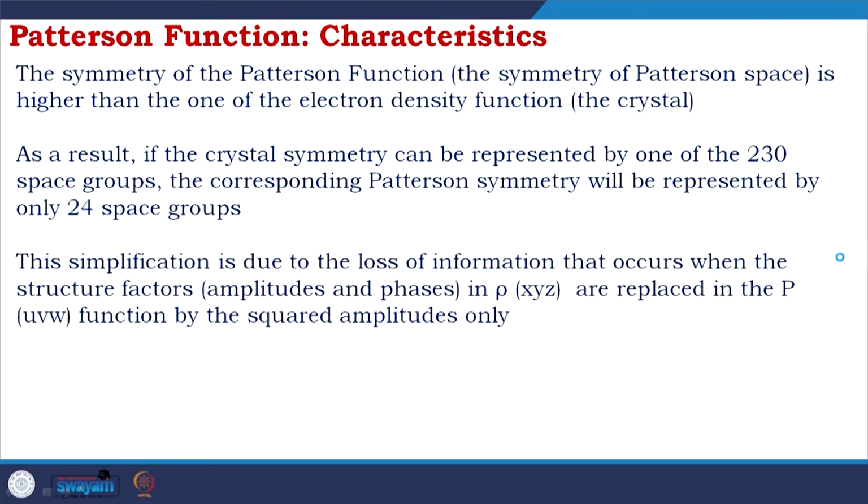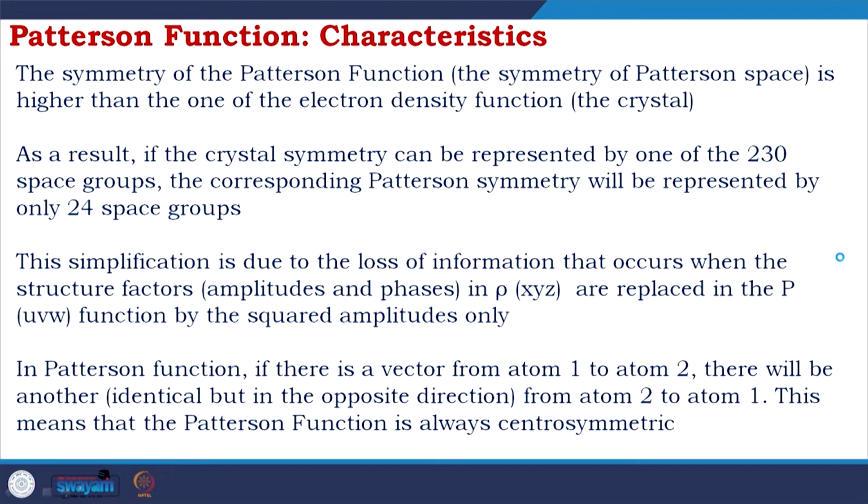This simplification is due to the loss of information that occurs when the structure factors in rho(x,y,z) are replaced in the P(u,v,w) function by the squared amplitudes only. Also, in the Patterson function, if there is a vector from atom 1 to atom 2, there will be another vector identical, but in the opposite direction, from atom 2 to atom 1. This means that the Patterson function is always centrosymmetric.